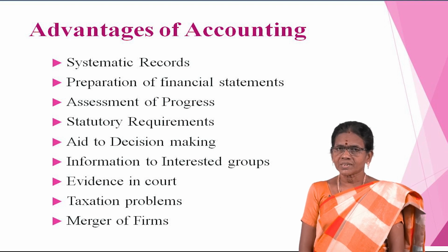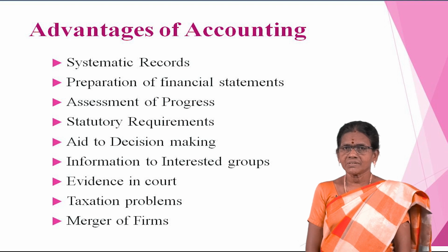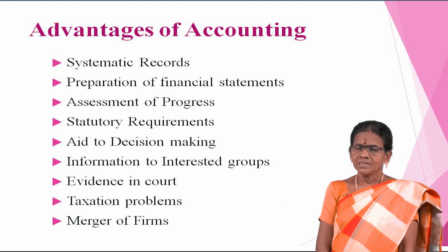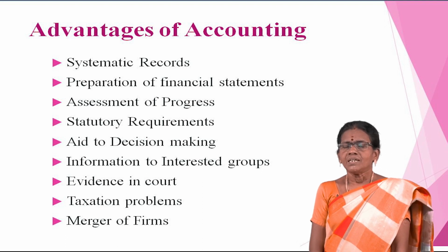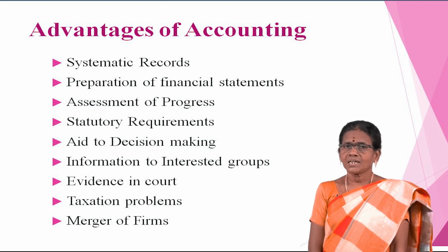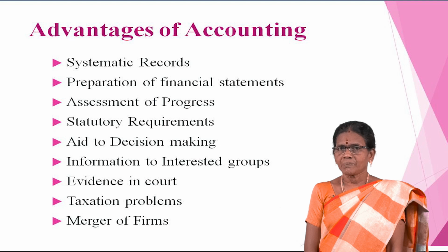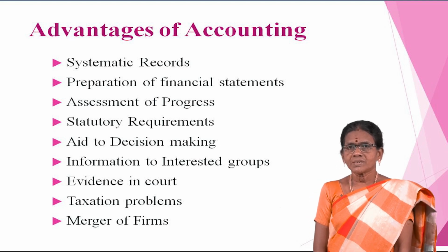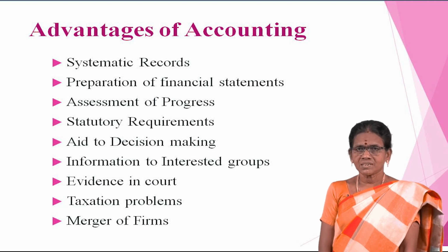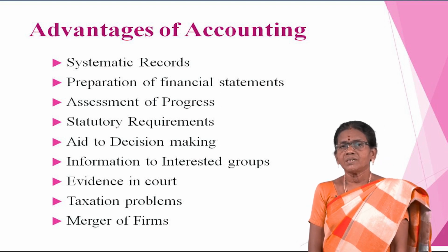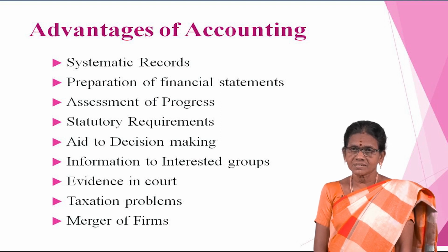Then assessment of progress. The progress of every business activity must be assessed by the businessman. The statutory requirement. Statutory requirement is nothing but every company must satisfy the government and also other financial institutions, bankers, etc. In order to satisfy this, they have to prepare the accounts. Then aid to decision making. A businessman must prepare accounts in order to take the correct decisions at the correct time.